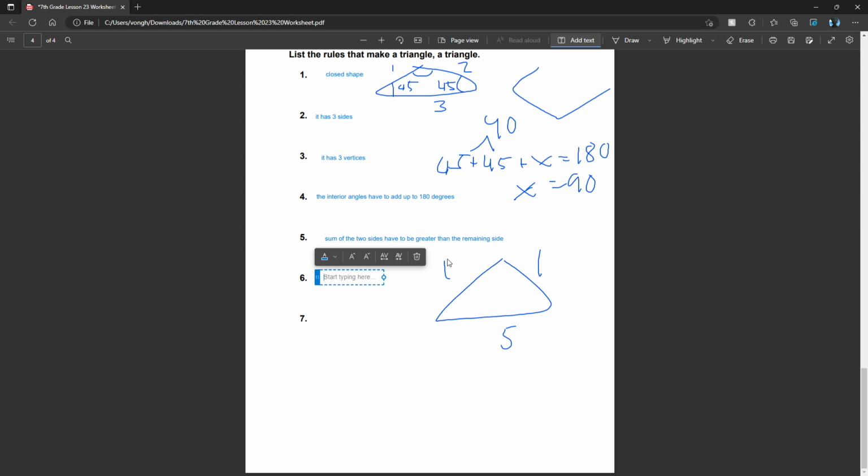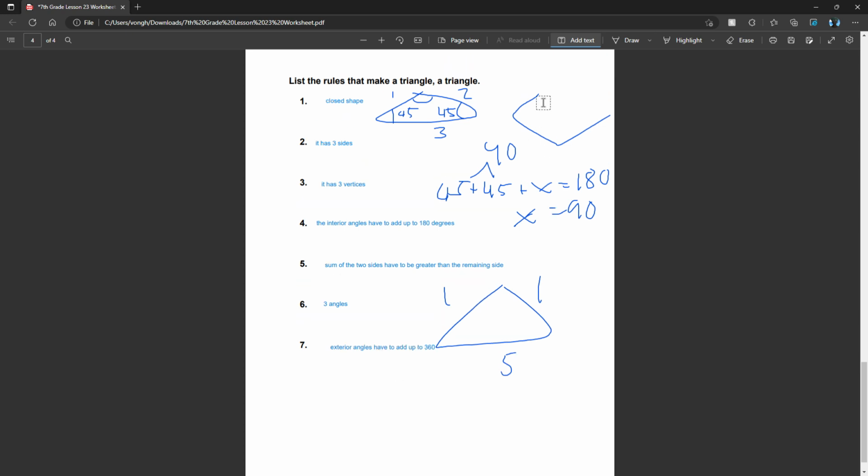What am I missing? Oh yeah, also a triangle has to have 3 angles. So yeah, I think we kind of covered that though. And the exterior angles have to add up to 360. So yeah, the exterior angles have to add up to 360.